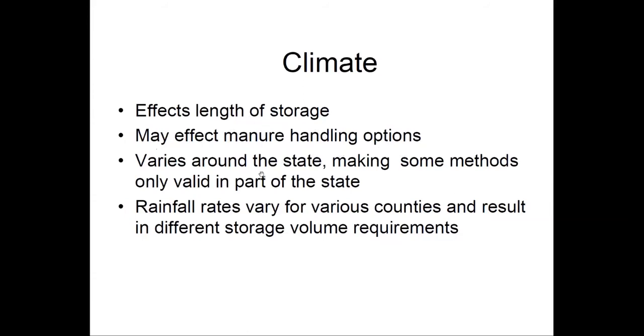Your climate could vary around the state. So if you have an area that's drier versus an area that's wetter, this works mostly in the large states, it may affect how you're dealing with it. And your rainfall rates can vary. If you're along the coast, might be a different rainfall rate than up in the hills.